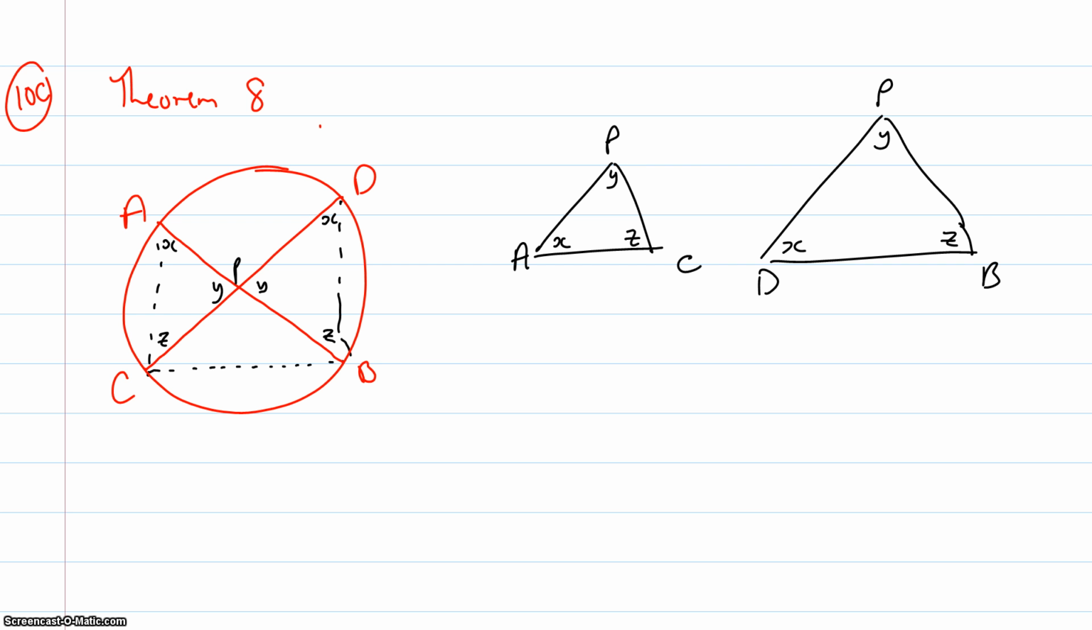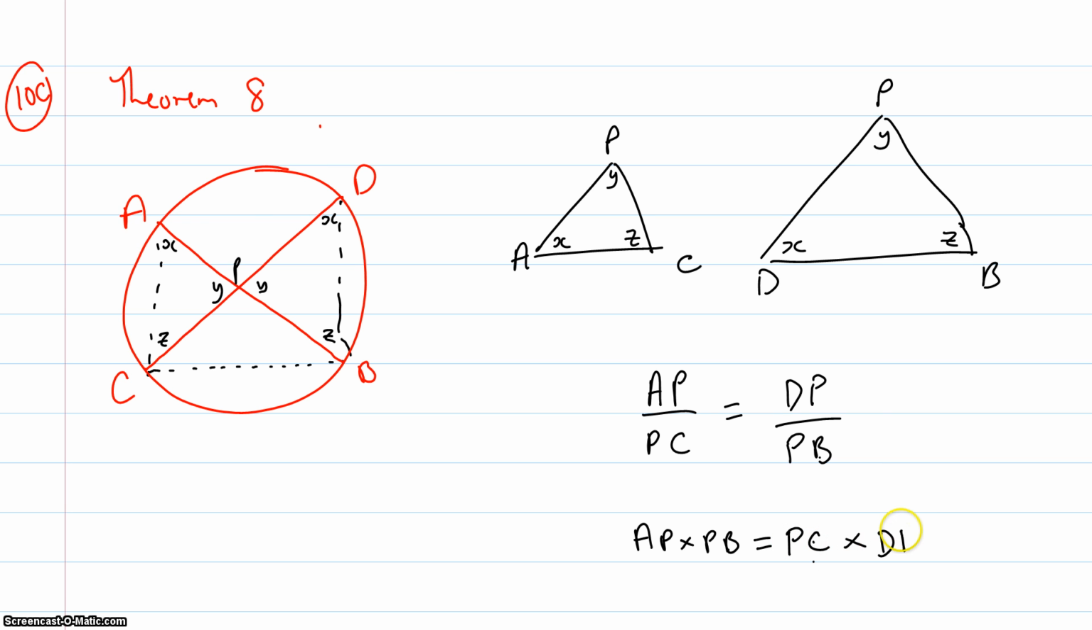Now that I know that they are similar, I'm just going to explore some of the lengths of these triangles and ultimately some of the lengths over here. So from here I can say that AP divided by PC is equal to DP divided by PB, just by using similar triangles. From here, I can say that AP multiplied by PB is equal to PC multiplied by DP.